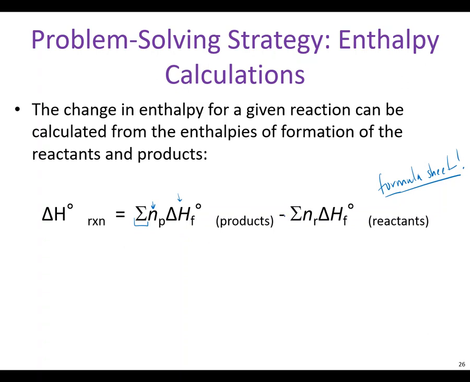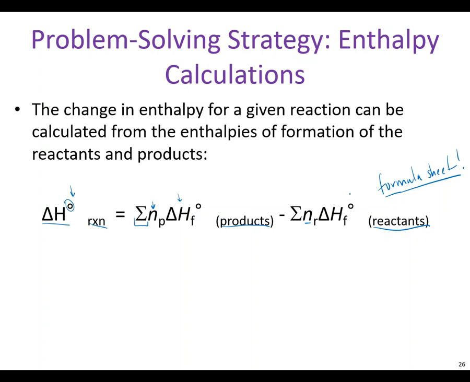And then you do it for the reactants, same thing. Sum of the moles in the balanced equation times its formation. That's going to give you the reactant part. Remember, it's products minus reactants, and that's going to give you the delta H of reaction. Of course, the little degree symbols designate standard conditions. You don't have to memorize this one. This is on the formula sheet.